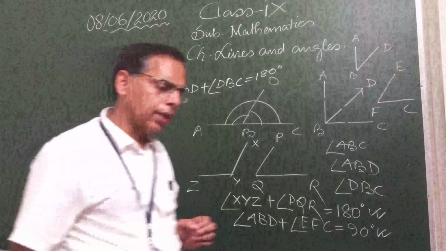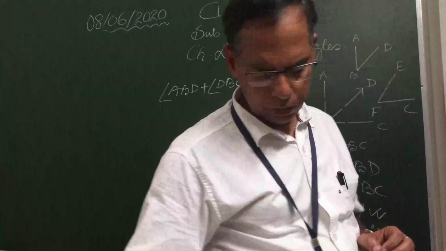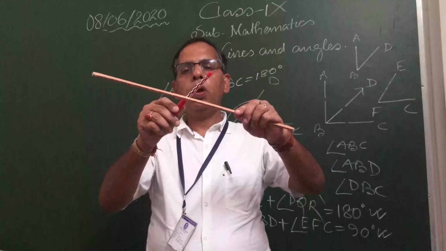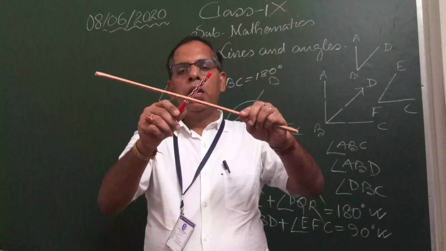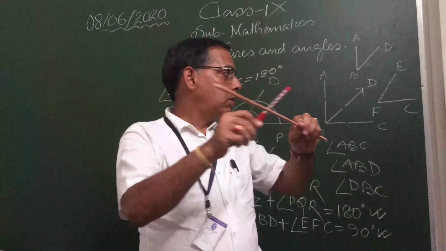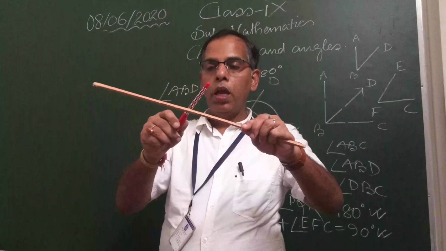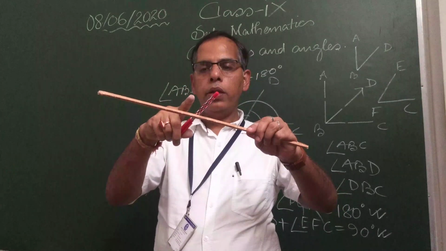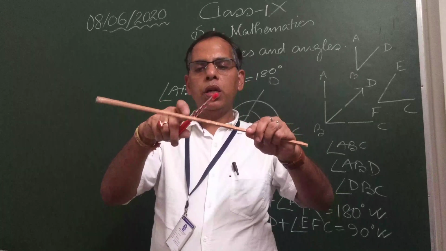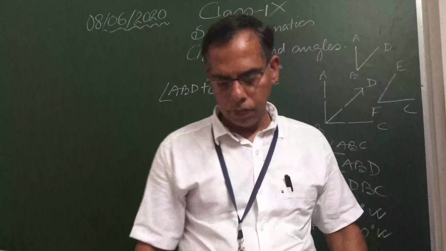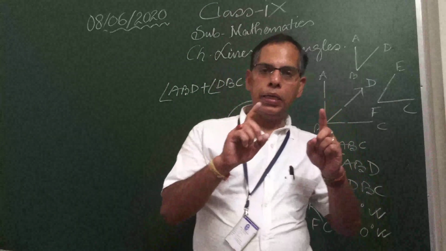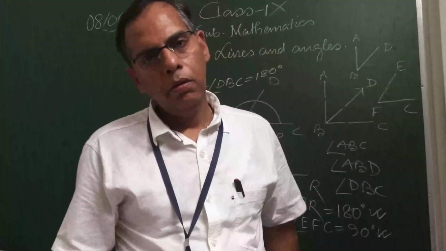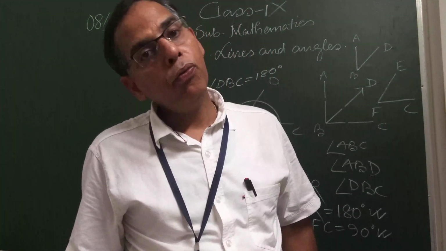If two rays intersect each other, I will show you. See, these are two rays intersecting each other. What happened? Can you identify how many angles, just like the previous one? Here are actually 4 angles. This is 1, this is 2, this is 3, and this is 4. 4 angles. So whenever two lines or two rays intersect each other, they form 4 angles.